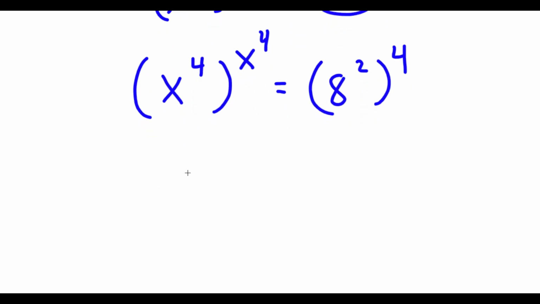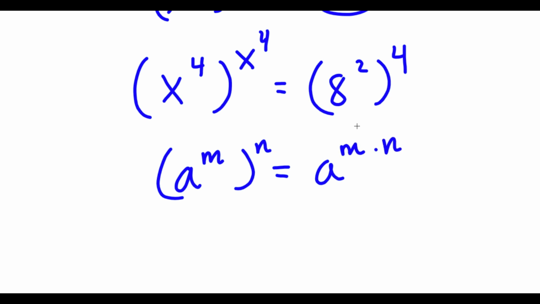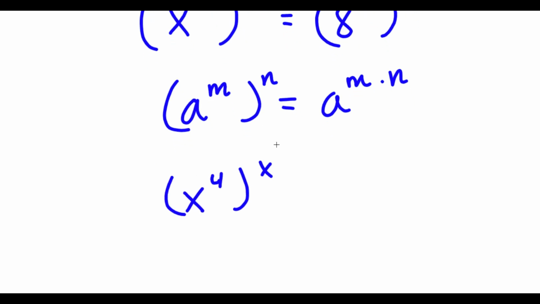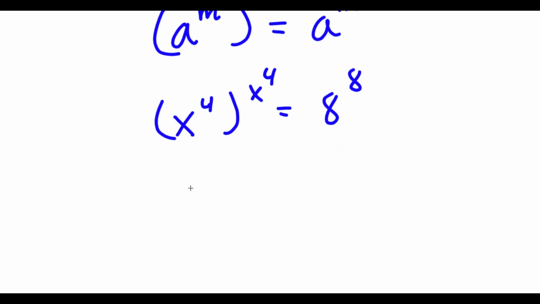Now, if I have something in the form a to the power of m to the power of n, this is equal to a to the power of m times n. So a to the power of 2 to the power of 4, that's going to equal a to the power of 2 times 4, which is equal to a to the power of 8. So I have x to the power of 4 to the power of x to the power of 4 is equal to a to the power of 8.